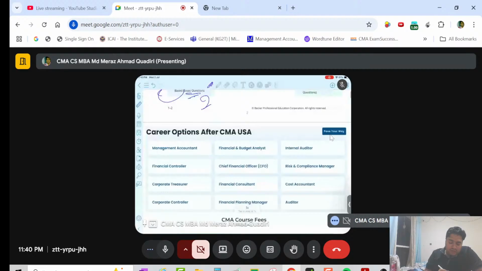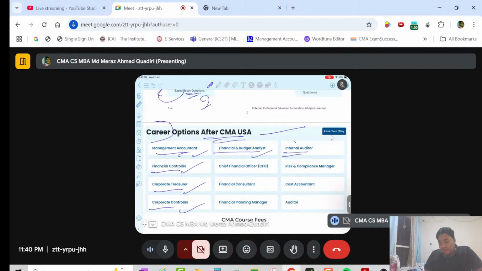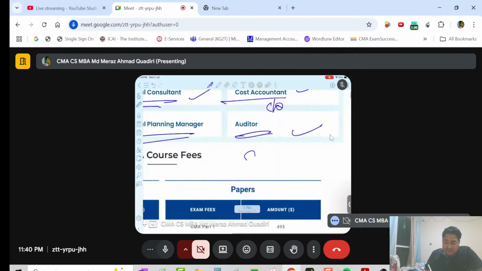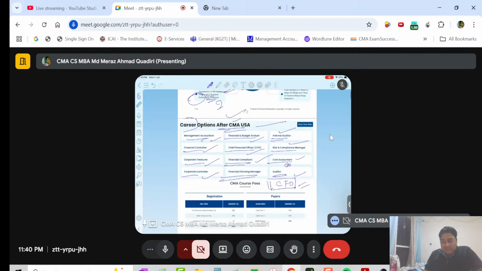Now, what are the career options after CMA US? Management accountant, finance controller, corporate treasurer, corporate controller, finance and budget analyst, internal auditor, chief finance officer, risk and compliance manager, financial consultant, chief accountant, cost accountant, auditor, financial planning manager, and at the end, CFO, certified chief finance officer. So these are the career opportunities once you are a CMA.